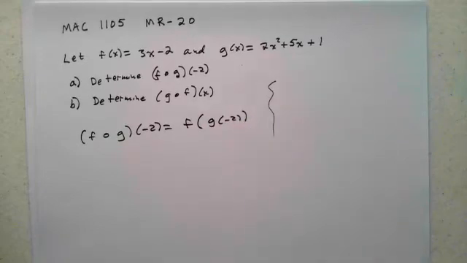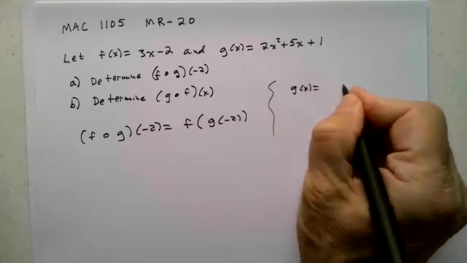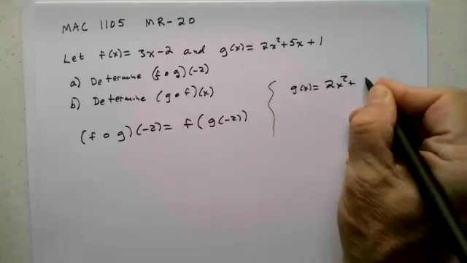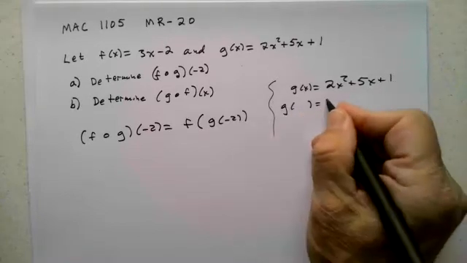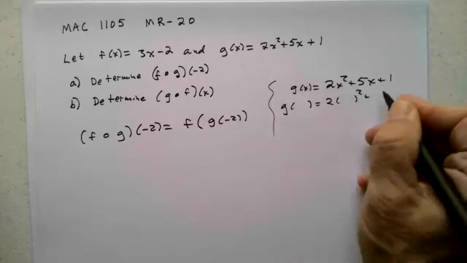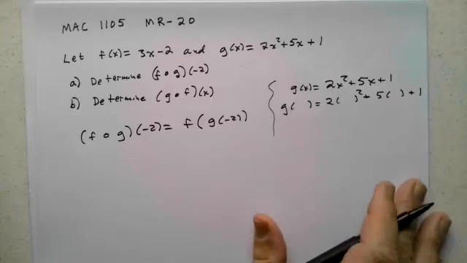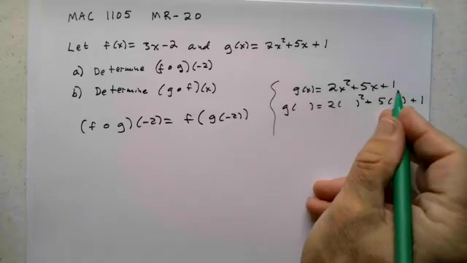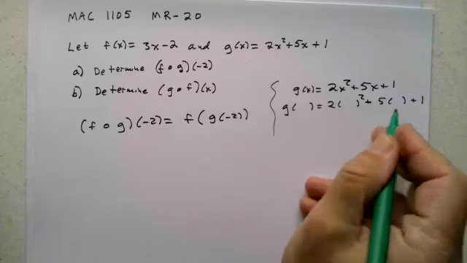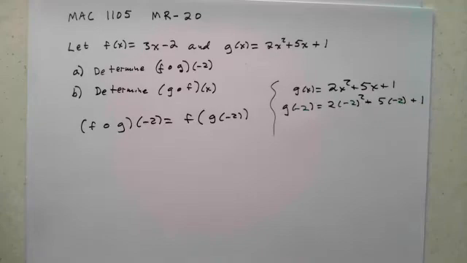So I need to do g of negative 2. But what do I know? g of x is 2x squared plus 5x plus 1. So g of something is 2 times something squared plus 5 times something plus 1. But what is the something here? The something here is going to be negative 2. Plug negative 2 in there for something.